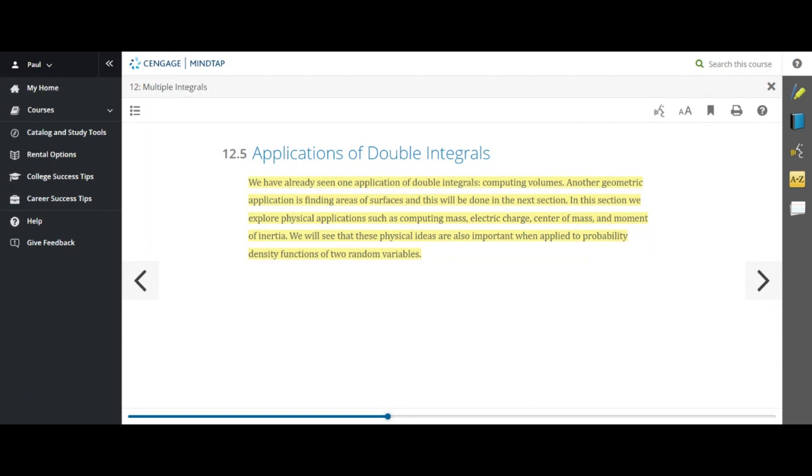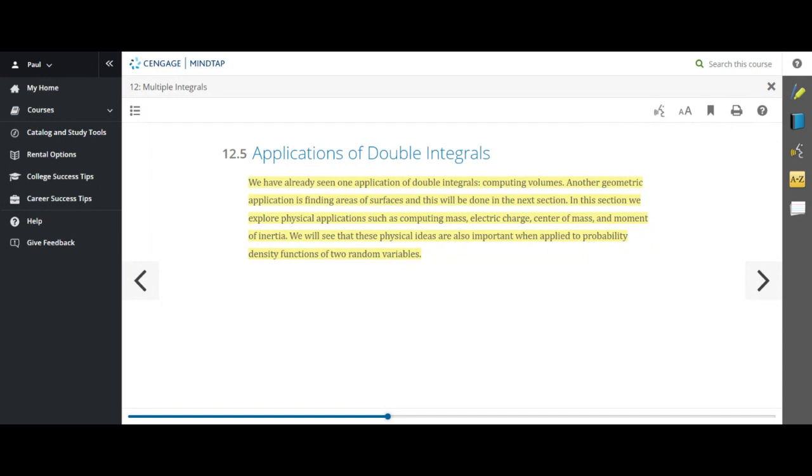Okay, and they also mentioned that you can use double integrals to talk about probability density functions of two random variables. Now, that's my wheelhouse, probability density functions, because my PhD is in mathematical statistics. But I'm going to focus on the other applications. You can look at the probability density functions, but you have to know statistics also for that to really make good sense.